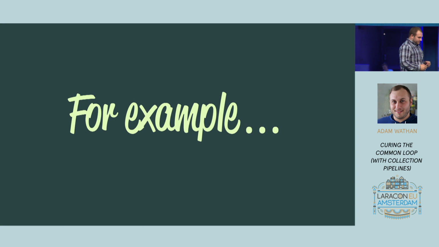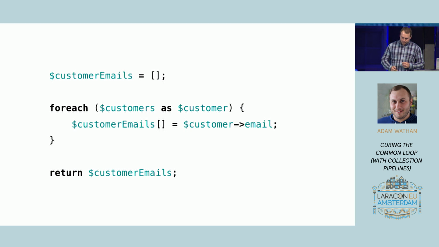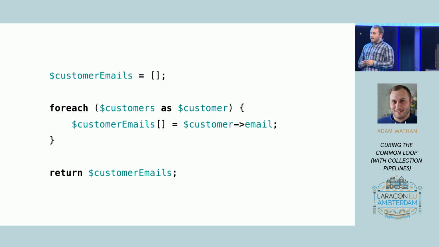So for example, here's a snippet of code that takes a list of customers and converts that list of customers into a list of their email addresses. Has anyone seen this pattern in their code before, where you start with an empty array, loop over something else, stick stuff in that empty array, and then eventually return the new array that you built up? Yeah? A few people?